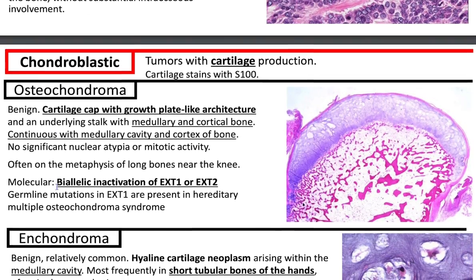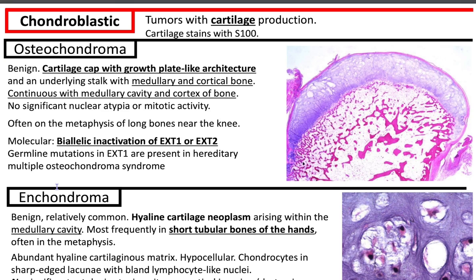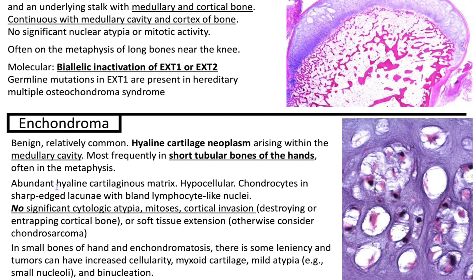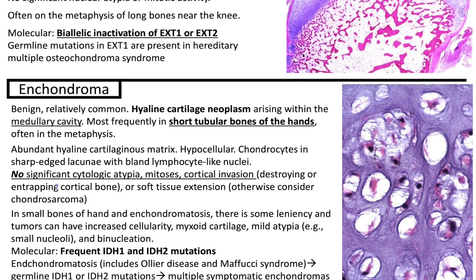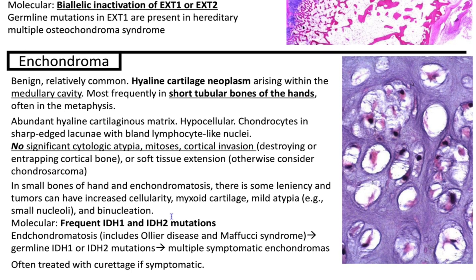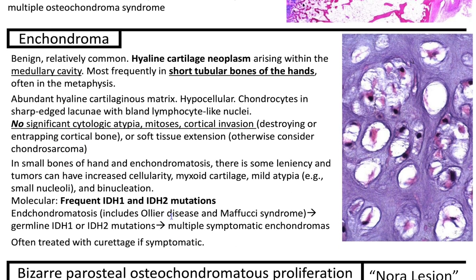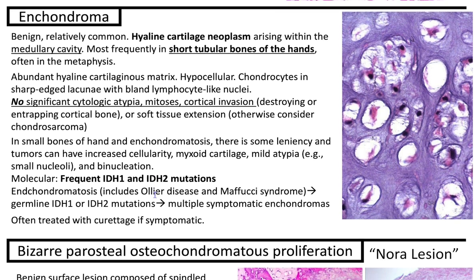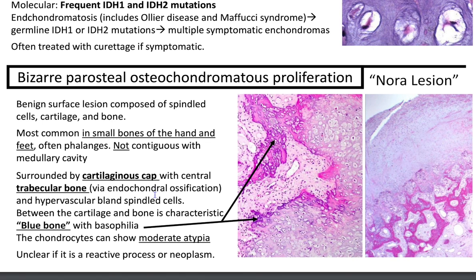Then we talked about chondroblastic tumors, including osteochondroma, enchondroma, usually in the short tubular bones of the hands, in the medullary cavity. It has IDH1, IDH2 mutations, and if you have multiple, you want to think about Ollier disease and Maffucci. Your bizarre parosteal osteochondromatous proliferation.